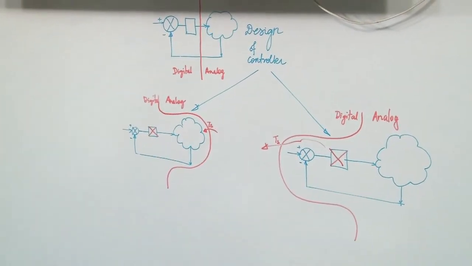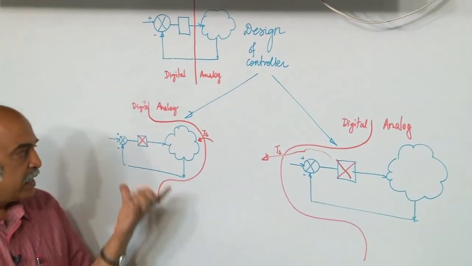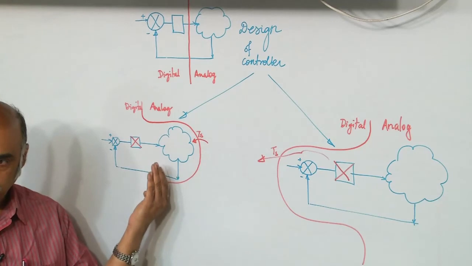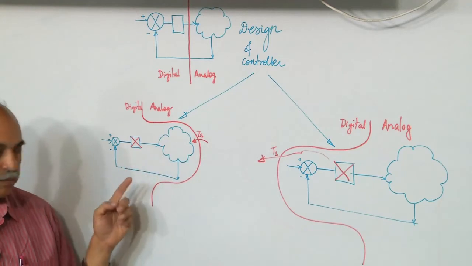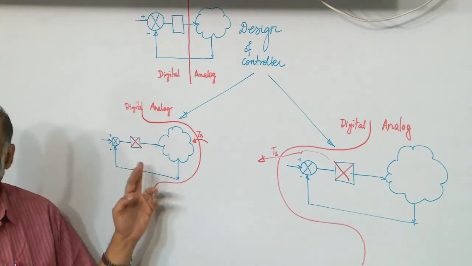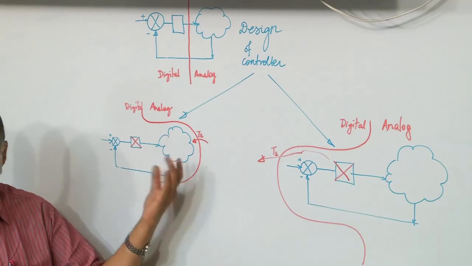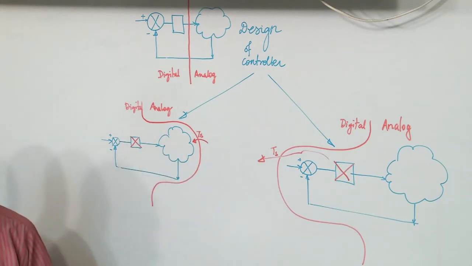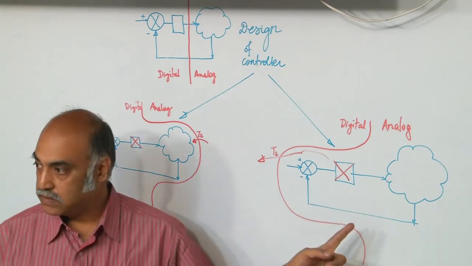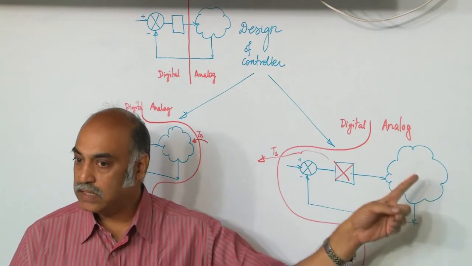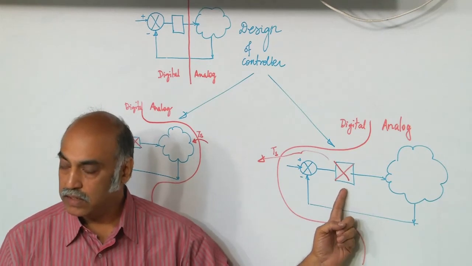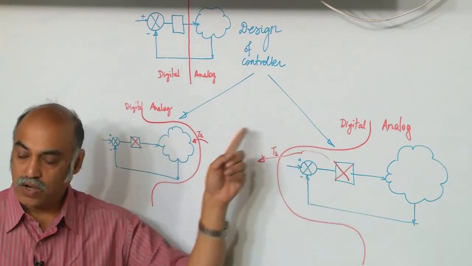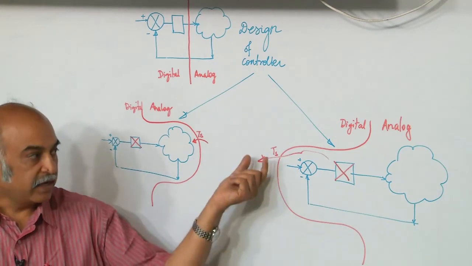Okay. Now notice this. In this, I take the plant in. So I have considered the sampling time while taking the plant in. So before I do the design of this controller, I have also considered the sampling time, because the plant has been brought into the digital world a priori. But in this case, you are doing the design in the analog domain, and sampling time information is not there at the time of doing the design.